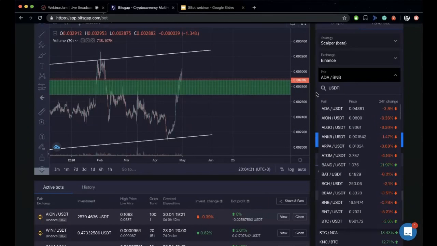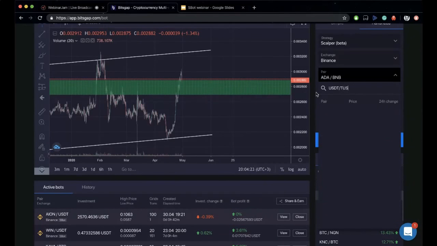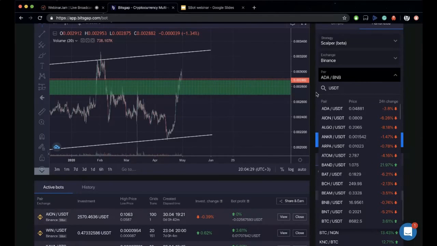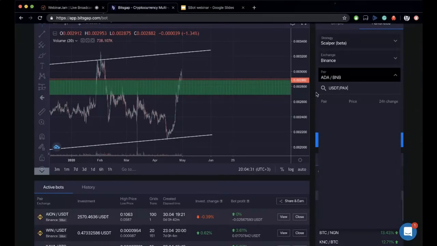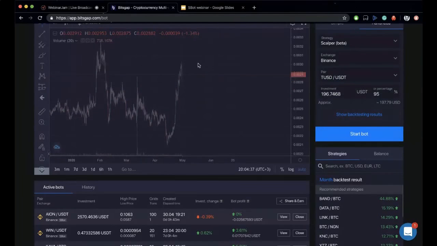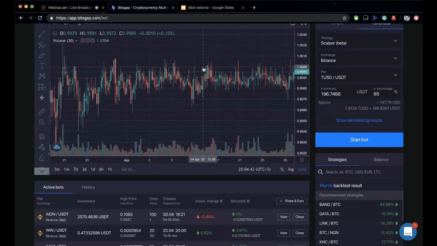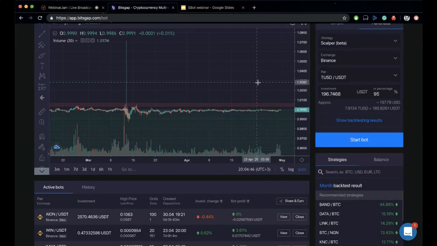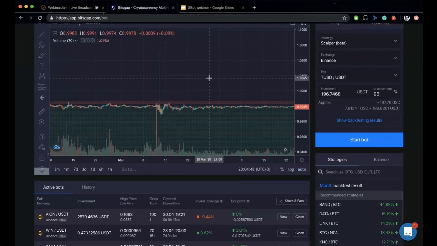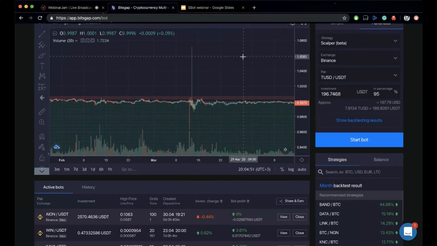Let's use USDT trading to USDT, maybe TUSD trading to, yes, TUSD trading to USDT. So that's what I call a perfect trading range. You see, the price has almost never gone beyond the trading range, because as we know, the idea of the stablecoin is to trade close to or be exactly one US dollar.